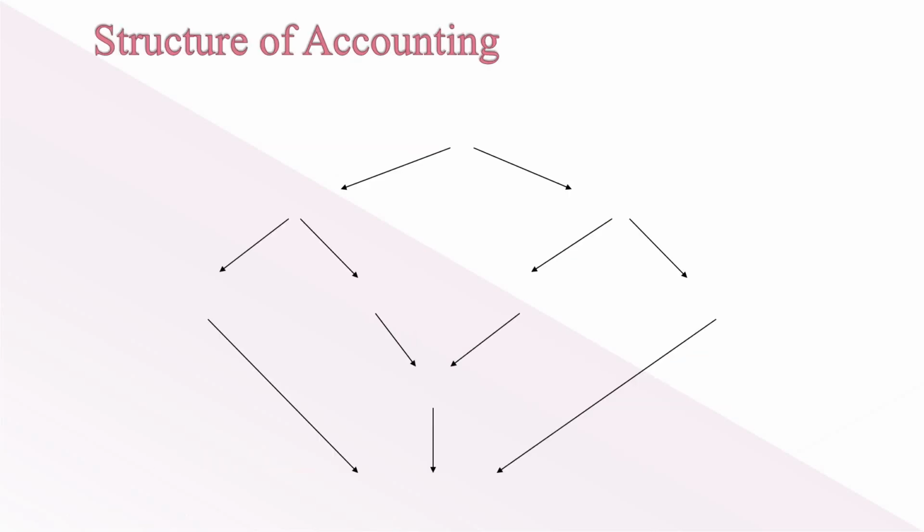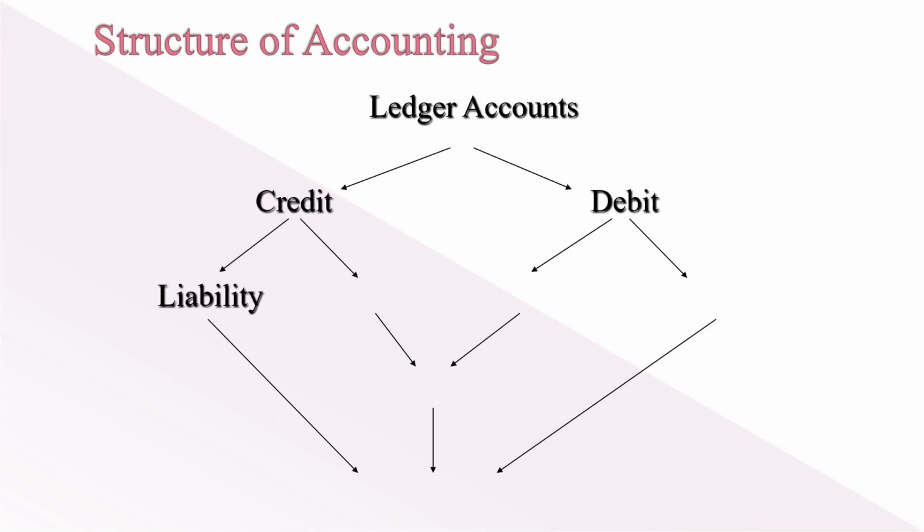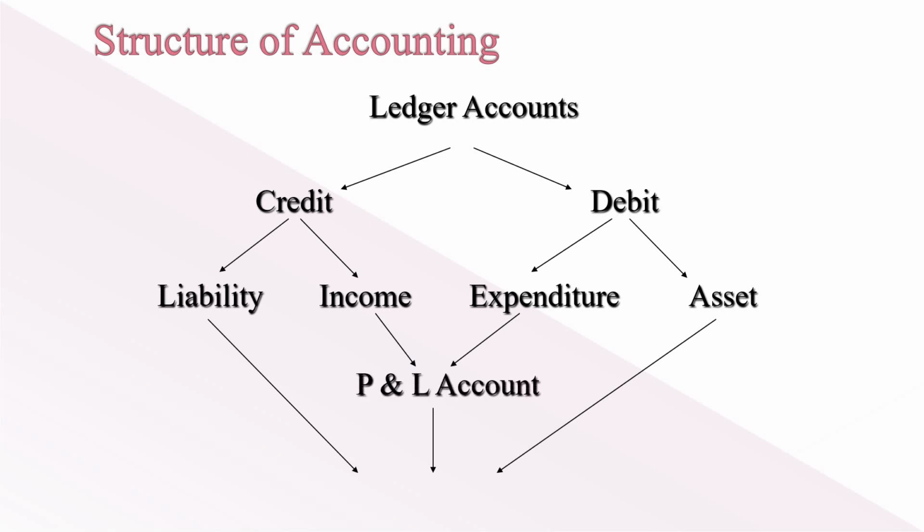Next comes the structure of accounting in accounting software. Ledger accounts, then credit, debit. Credit side we have liability and income. Debit side we have expenditure and asset. Income and expenditure will be carried to profit and loss account. From there it will be carried to balance sheet. That is liability, asset, and profit and loss account are carried to the balance sheet. From this we will come to know how the different groups are linked.